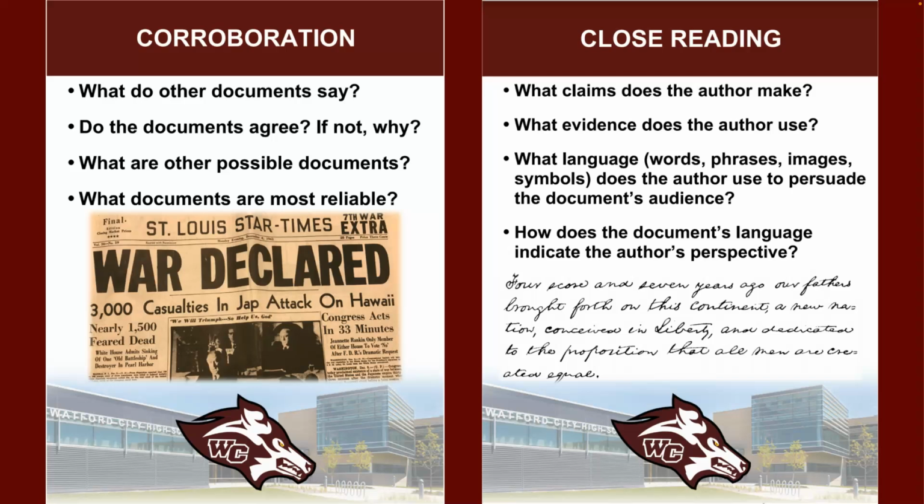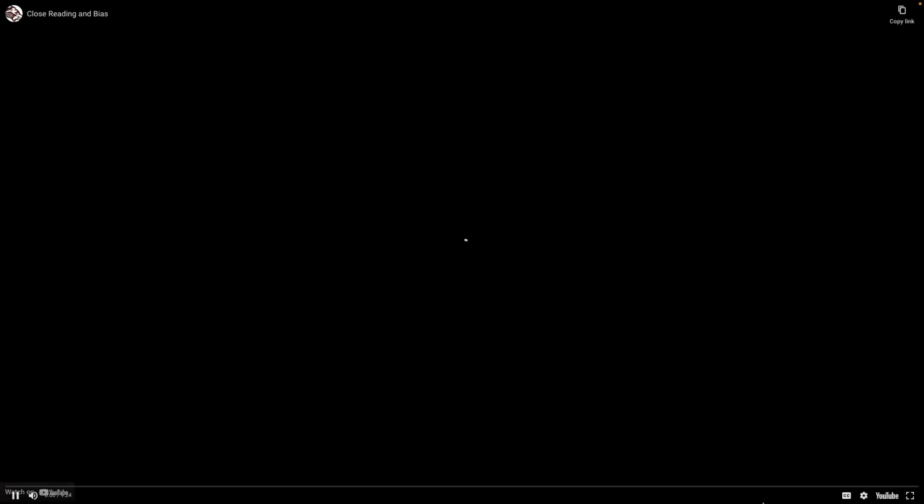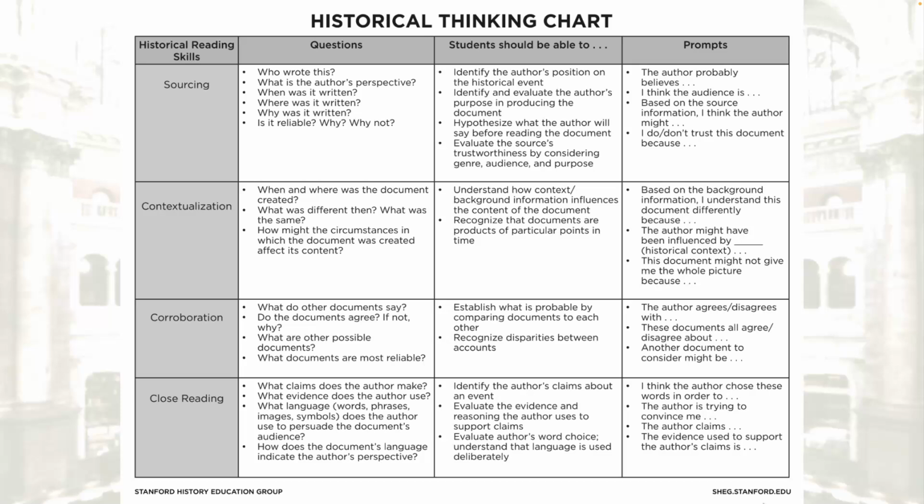Then you need to close read. Identify as you're reading what claims the author makes. What evidence does the author use to support their claims? What language does the author use to persuade the document's audience? And how does the document's language indicate the author's perspective? Again, that's all the same things from the historical thinking chart.